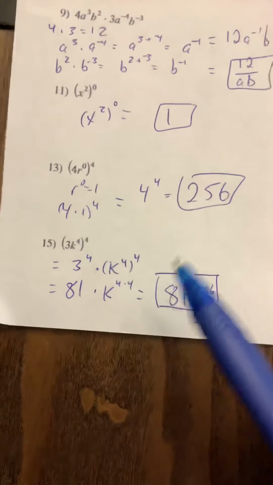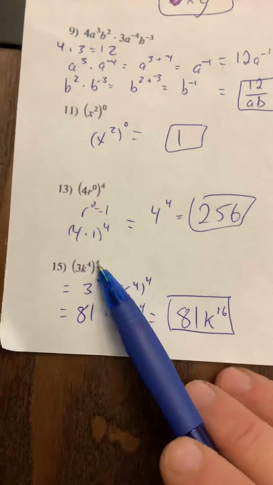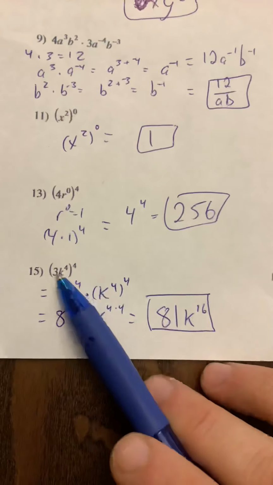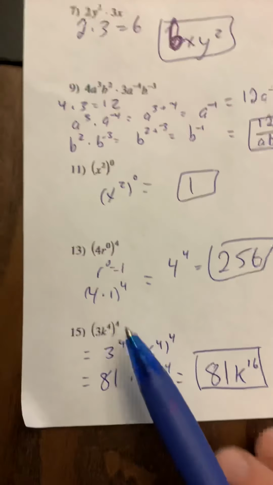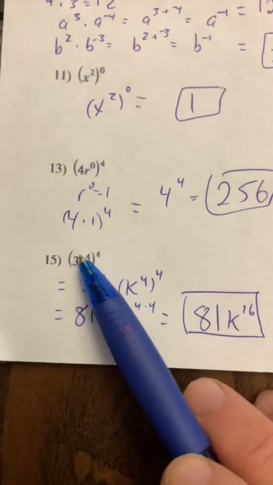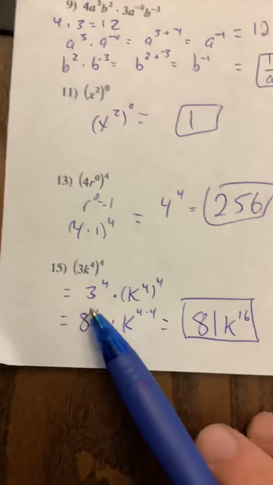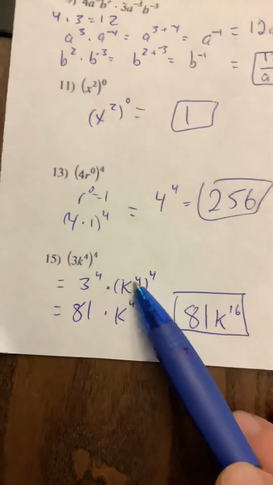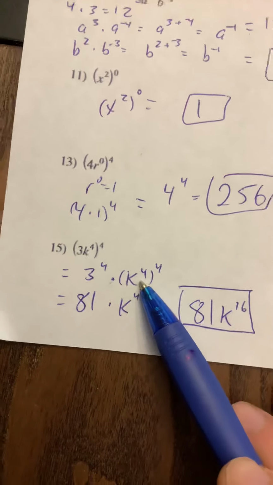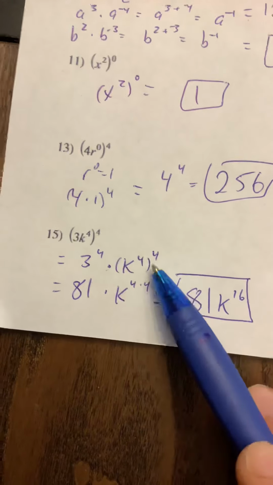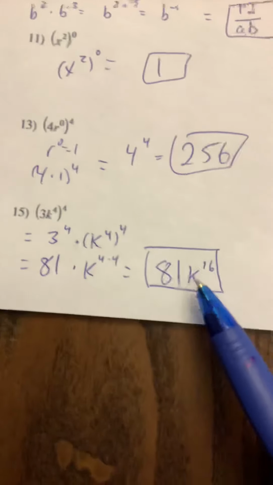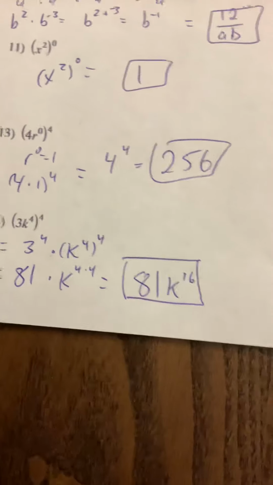And lastly, we've got 3k to the fourth raised to the fourth power. Okay, I call it the expanded power rule, where everything gets that exponent of 4. So we have 3 to the fourth power times k to the fourth power, because there was k to the fourth power here, and then that's being raised to the fourth power. So 3 to the fourth power is just 3 times 3 times 3 times 3, which is 81. Now the power rule states anytime you have an exponent raised to an exponent, you multiply them. So we got k to the power of 4 times 4, which gives us a final answer of 81k to the 16th.